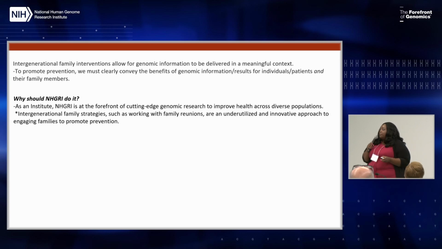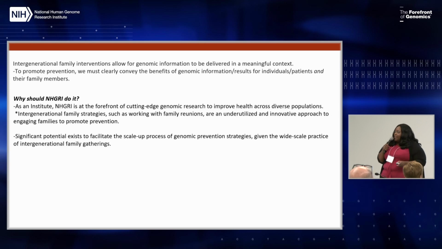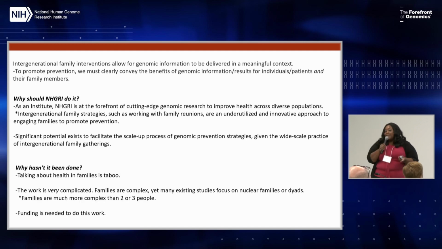That's one of the questions that has been posed. And so I think as an institute that is focused on cutting edge approaches, innovative strategies such as work in family reunions or other types of approaches are appropriate for the institute. And also along those lines, there are significant opportunities for scaling up, and that's something that we need to start doing more. We do these siloed approaches, but something like working with families can be scaled up in a larger capacity.